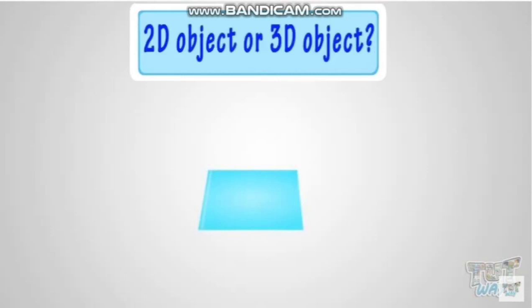Now one more object. We have to tell, is it a 2D object or a 3D object? It's a paper. This object has only 2 dimensions. That's all for today, children. Now you have to watch this video again and again to understand the concept of 2D and 3D shapes.